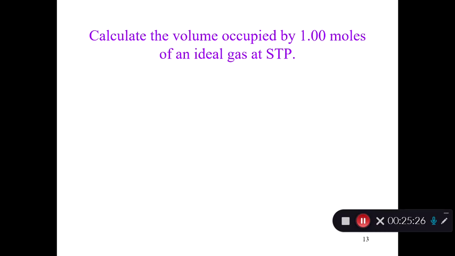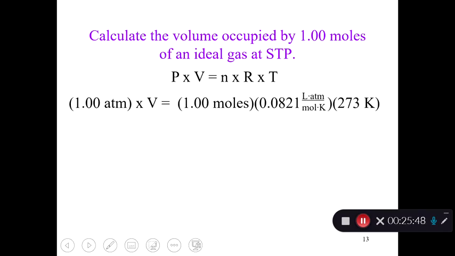When we say STP, it means standard pressure, 1 atmosphere. And temperature, we know that 1 standard temperature, it means 0 degrees Celsius or 273 K. R is given, so we just need to plug in it here. P, 1 atmosphere, we are going to find V in 1 mole, and R given, and T. So whenever we solve that, we will find V is equal to 22.4 liter.